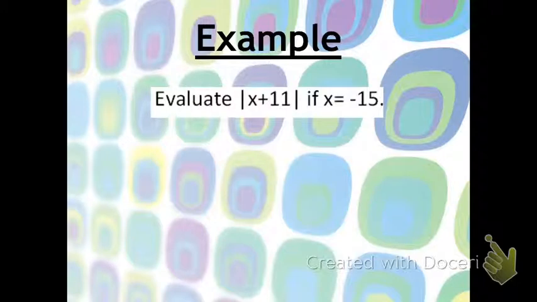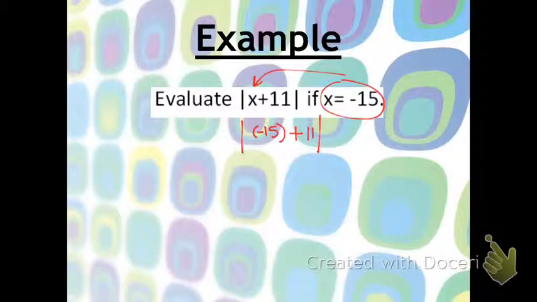This last problem is just a little bit different because you're also being asked to evaluate. Remember, that is where you will substitute a number in for a variable. So we're plugging in the -15 for the x. The opposite of 15 plus 11 is -4, and the absolute value of -4 is +4.